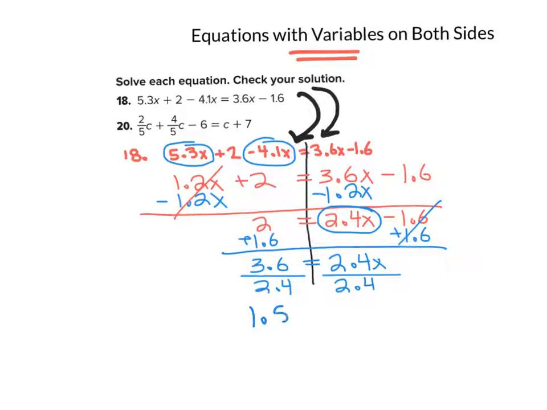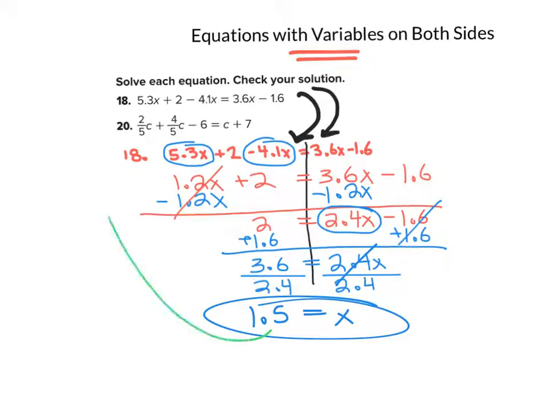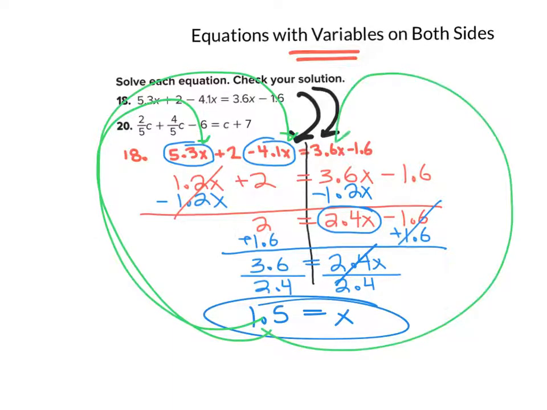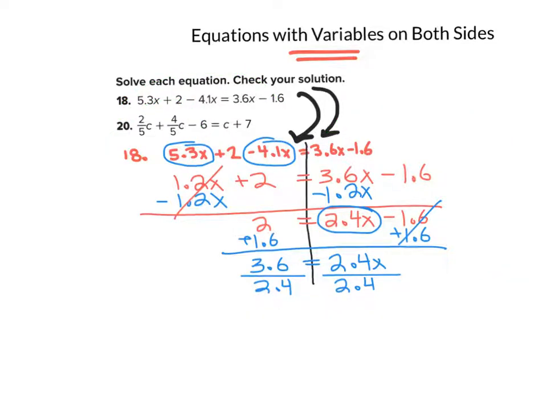So 1.5 equals x. Now, to save time in the video, we're not going to check our work, but if you wanted to check your work, you could plug in 1.5 back into the equation for your x's and check to make sure that both sides were equal. All right, let's try one more.